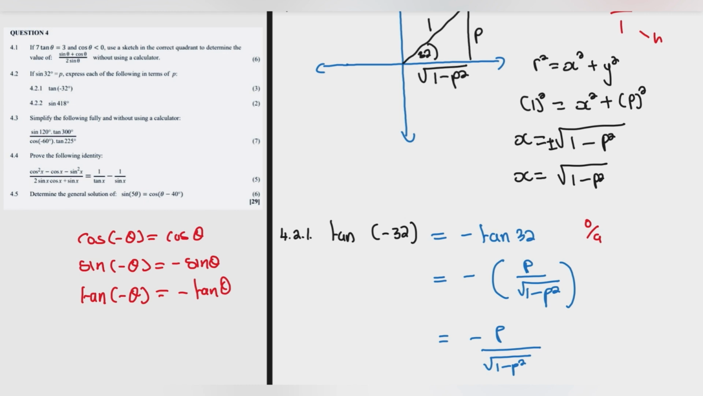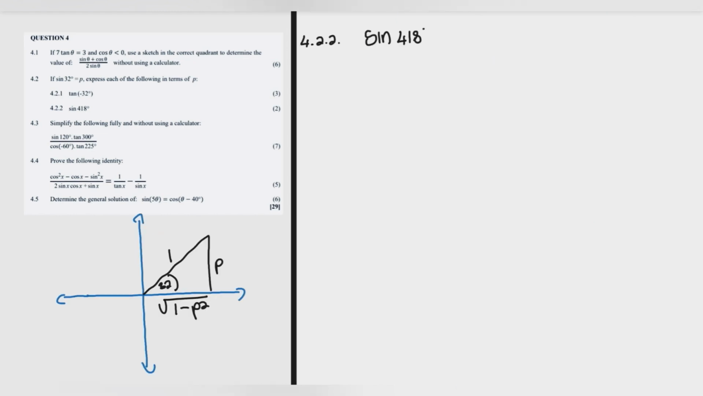Right, that's your final answer. So now let's go to the second question. So we have sine of 418. So before we even use the reduction formula to break down that 418, let's find all the angles in our diagram. So we know that there we have 90 degrees. Then on the other side, 180 minus 32 minus 90, you get 58.